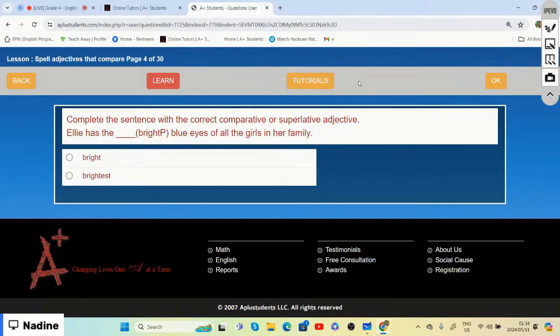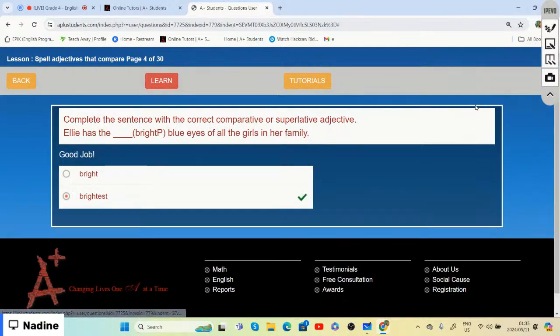All right, the last one. Ellie has the bright, do we say the brightest blue eyes of all of the girls in the family? Right? So if you already hear them saying all of the girls, all of the boys, the rest of the, then it is brightest. EST.